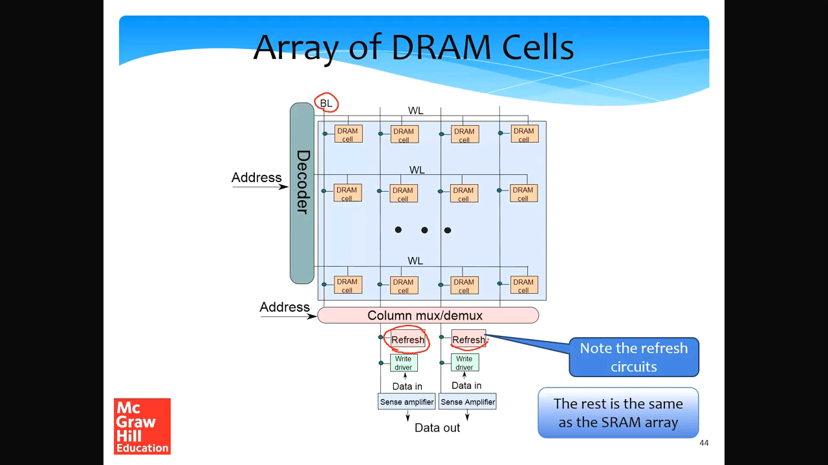The refresh circuitry periodically reads values from each row and writes them back, to restore the original voltage levels. For writing, we have write drivers, which are fast circuits to set the values of the bit lines. And for reading, we have sense amplifiers, similar to the case of SRAMs, where we read the values of a DRAM cell out. So everything else is the same as an SRAM array. The only difference is we have a single bit line and we have refresh circuits.